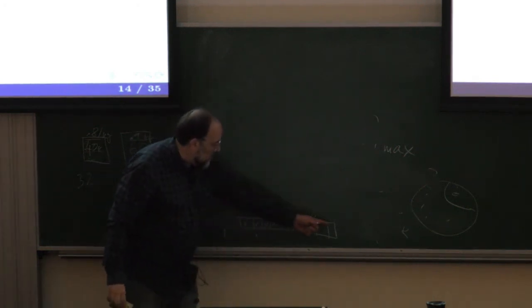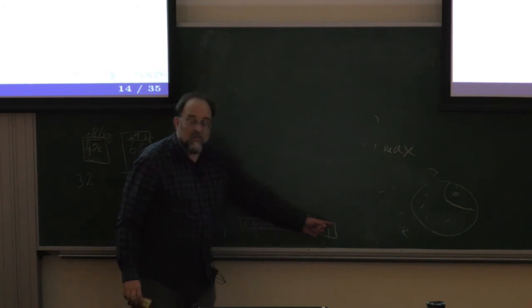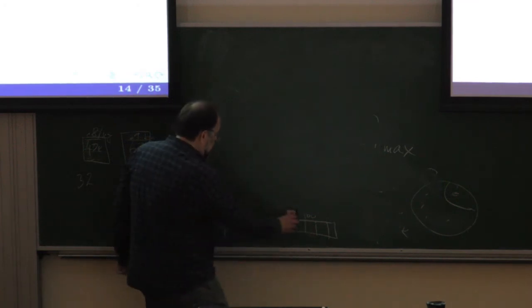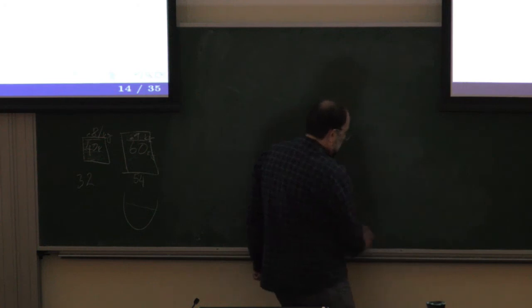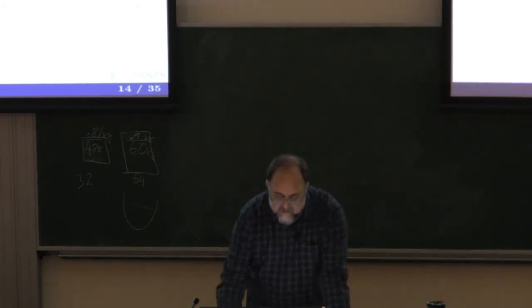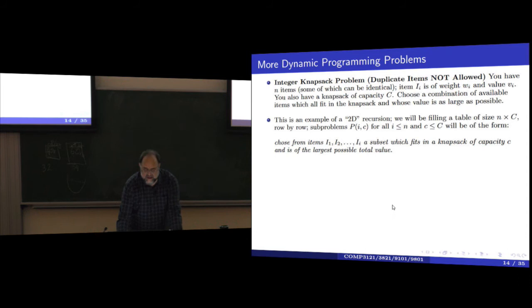Notice here, the recursion so far always was linear. The table was simply an array of the values. All the subproblems were linearly ordered. Now we will have a case when the problems are not linearly ordered, but the ordering comes sort of from a 2D structure. It can essentially be linearized again, but the natural way to see it is to think about this in two-dimensional space. Okay, so let's see how we solve this problem.